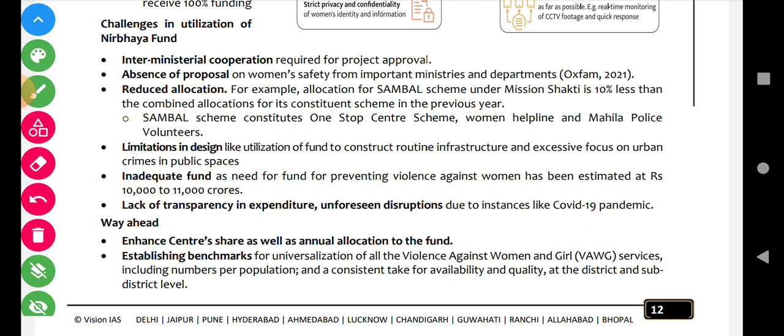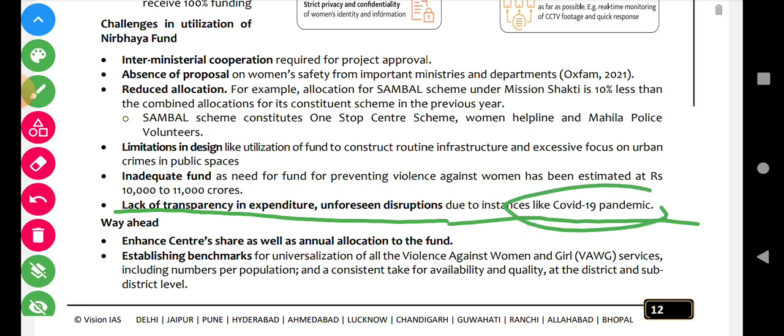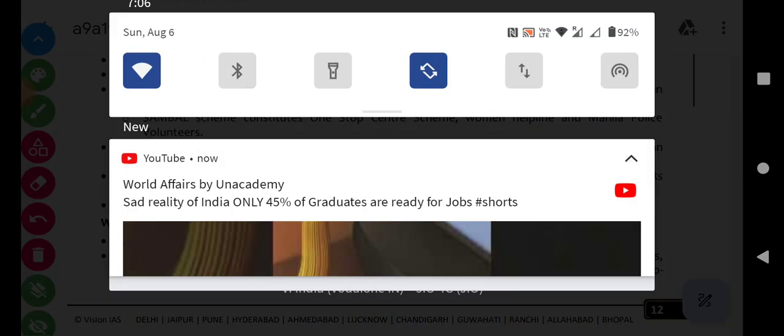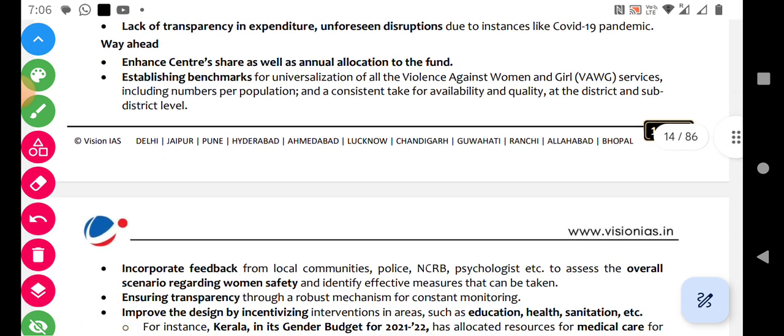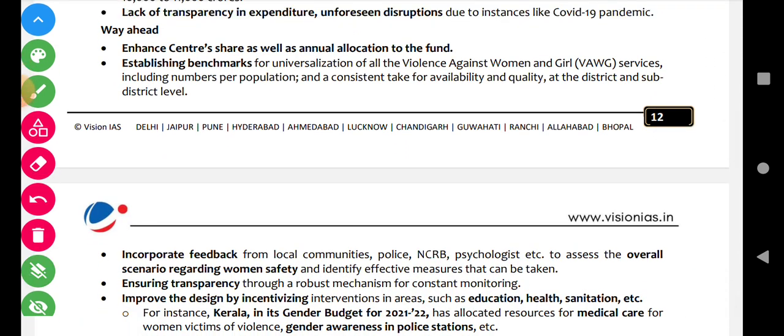Limitations in design, like utilization of the fund to construct routine infrastructure and excessive focus on urban crimes in public spaces. Next is inadequate funds: the need for funds for preventing violence against women has been estimated at rupees 10,000 to 11,000 crores. Lack of transparency in expenditure, and unforeseen disruptions due to instances like the COVID-19 pandemic. So what is the way forward to tackle this for the Nirbhaya Fund?